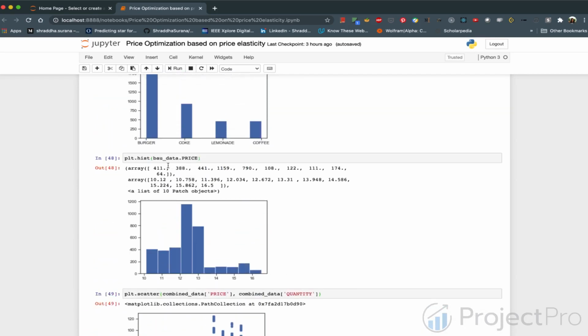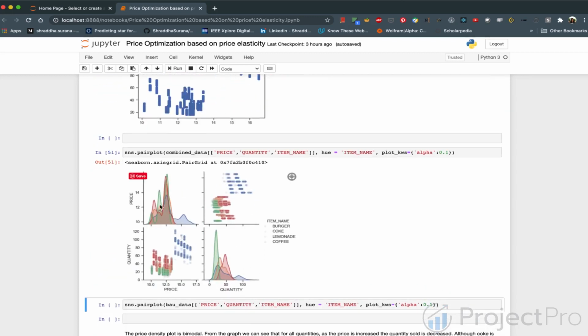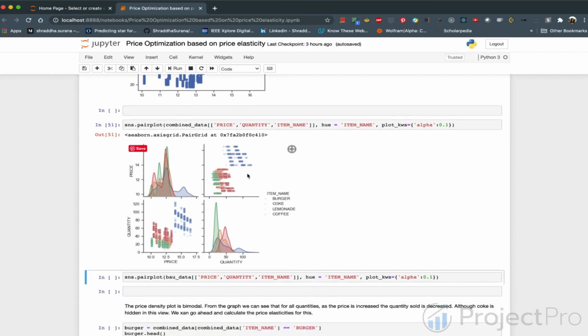So again, we had seen a peak in price. So there is a peak in price at about 12, but also between 15 and 16. So over here also we see a peak around over here, and we also see a peak over here, and the blue color corresponds to burgers. So our initial hunch was correct that this particular peak corresponds to the burgers.